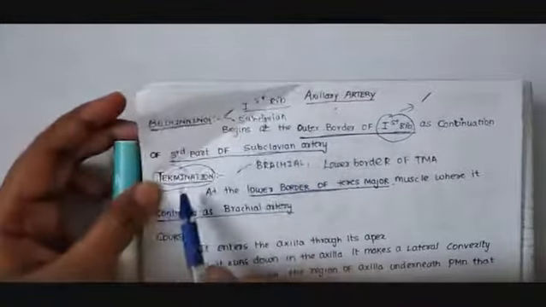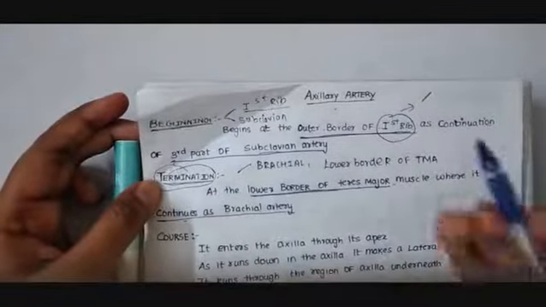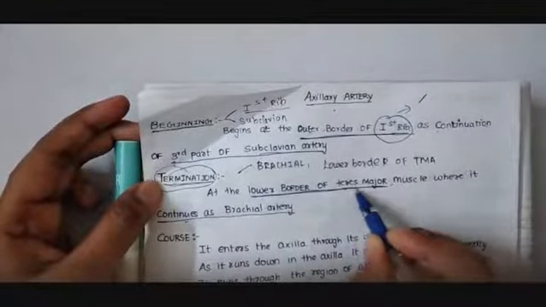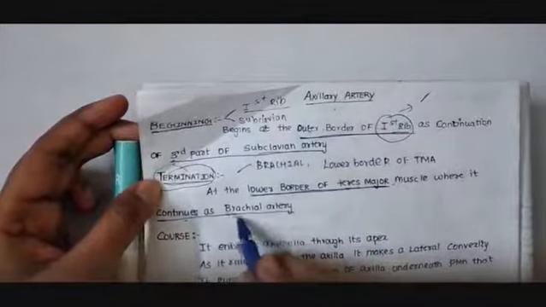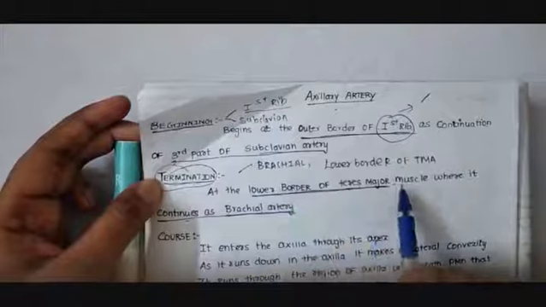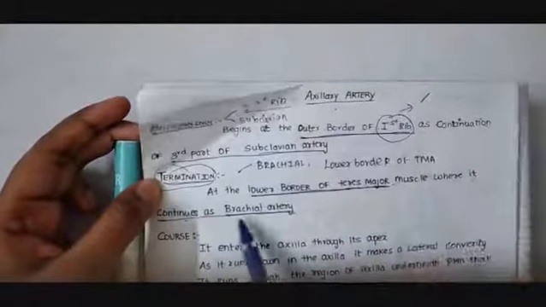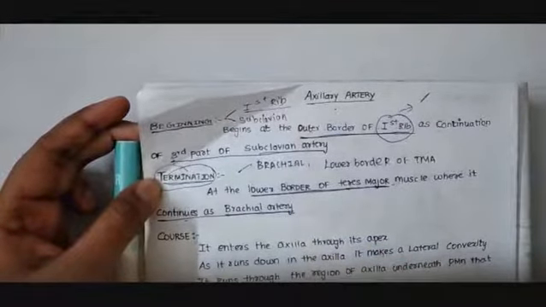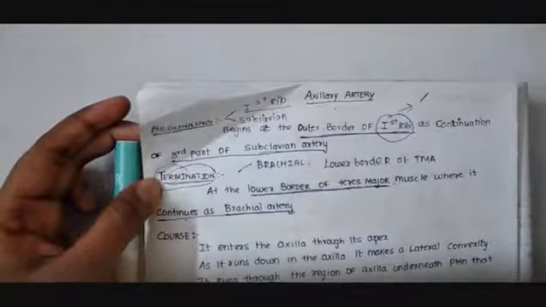For the termination, again you should know 2 keywords: one is teres major muscle, and the other is brachial artery. At the lower border of the teres major muscle, the axillary artery will continue as the brachial artery. Now let us study the course of the axillary artery in detail.